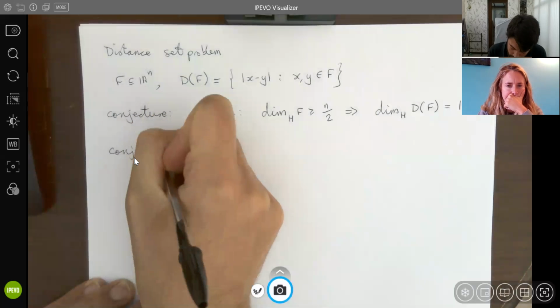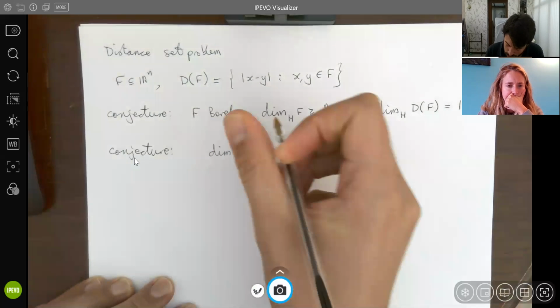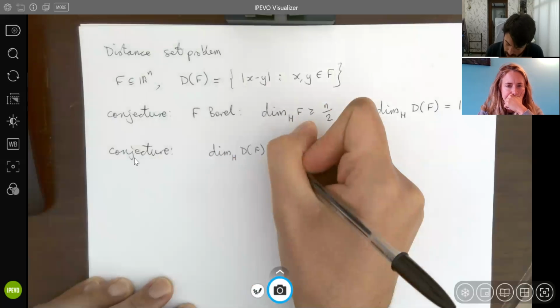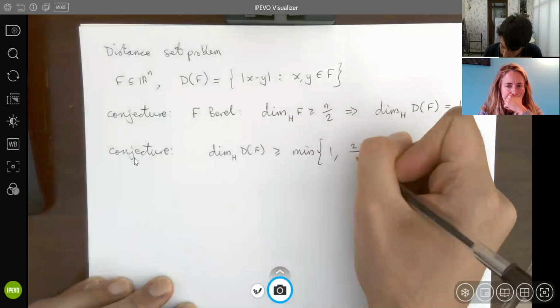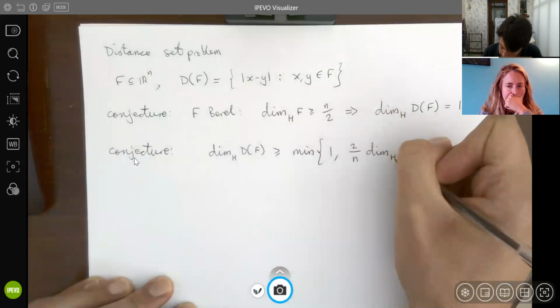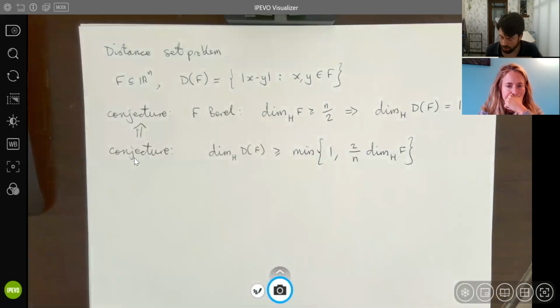So here's another version of this conjecture, which is going to be more relevant for me, and that is that the Hausdorff dimension of the distance set of F should be at least the minimum of 1 and 2 over n times the Hausdorff dimension of F. So this second conjecture implies the first one, clearly, if I've written it correctly. But it tries to explain what happens when you have sets with Hausdorff dimension less than half of the ambient spatial dimension. What we expect is that there should be some lower bound like this. And this problem is open, but as I've said, there's been lots of wonderful progress, people like Pablo and various others in recent years.